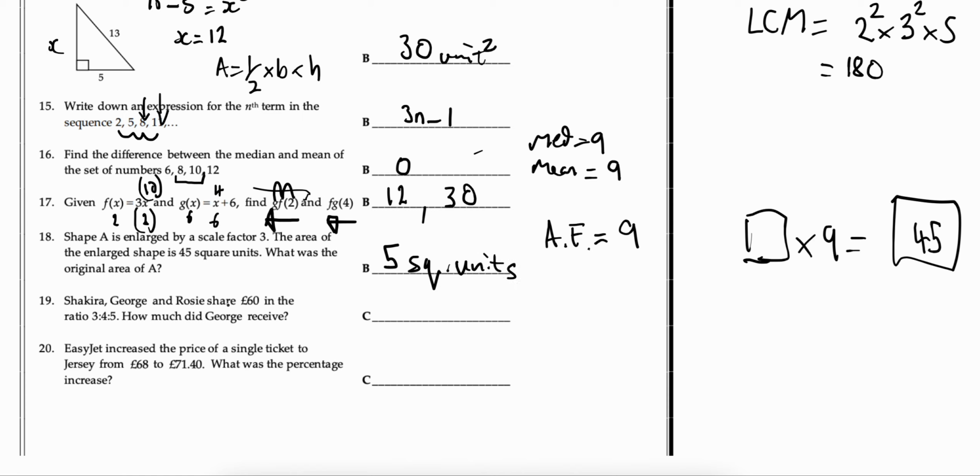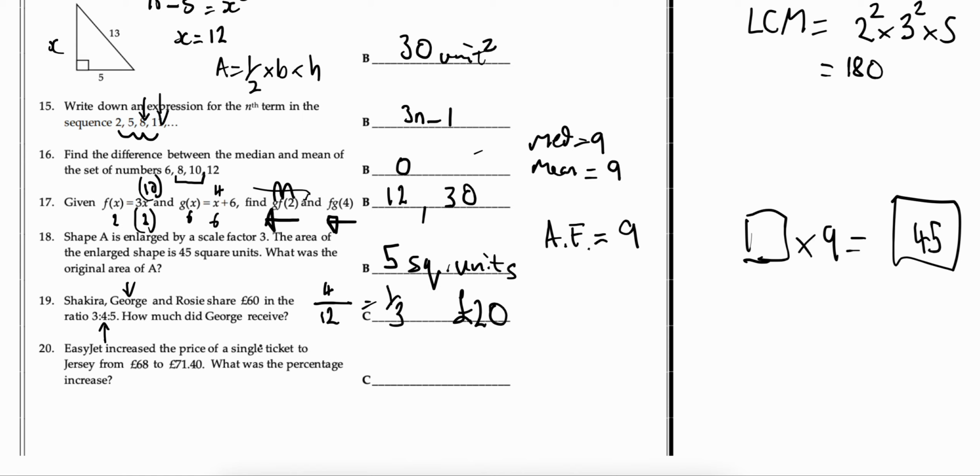Shakira, George, and Rosie share 60 pounds in the ratio 3-4-5. So George is the middle name, so he got the middle amount. So what fraction did George get? He got 4 out of 3 plus 4 plus 5, which is 12, which is a third of the total amount. So a third of 60, 20 pounds.